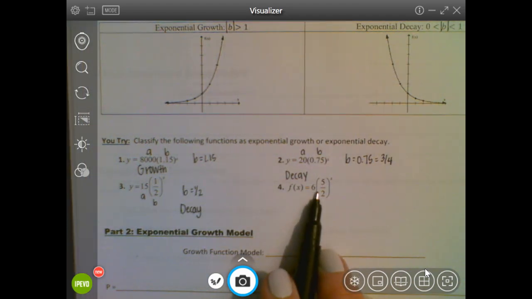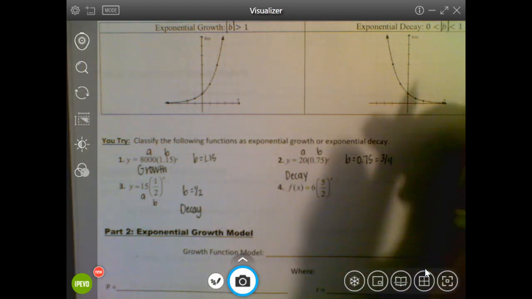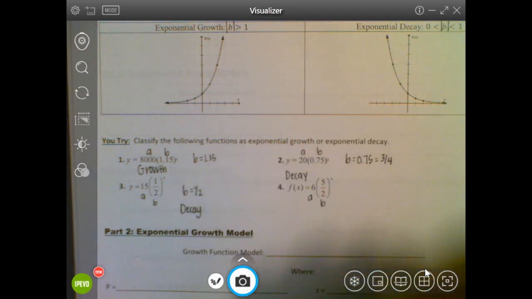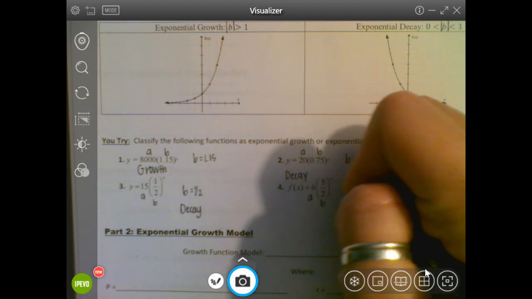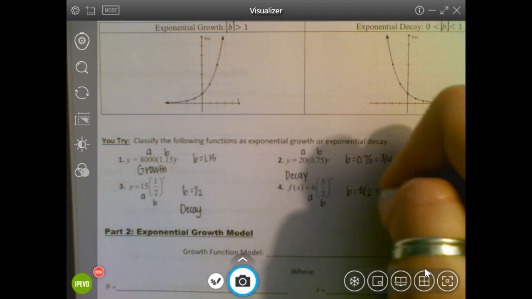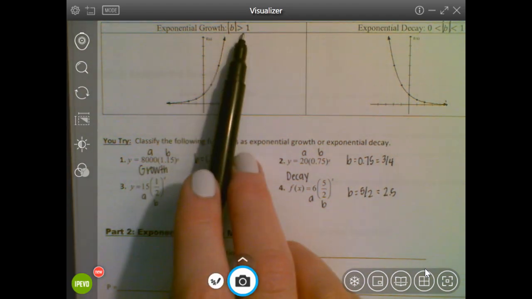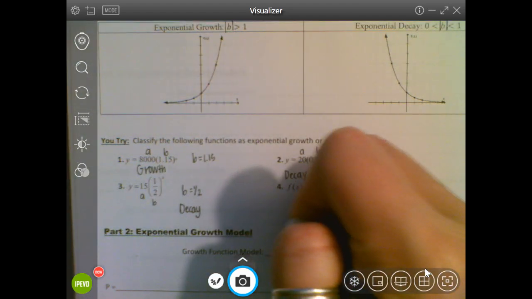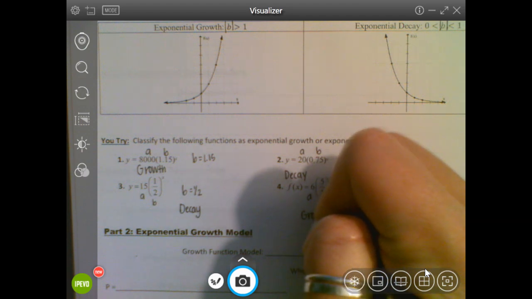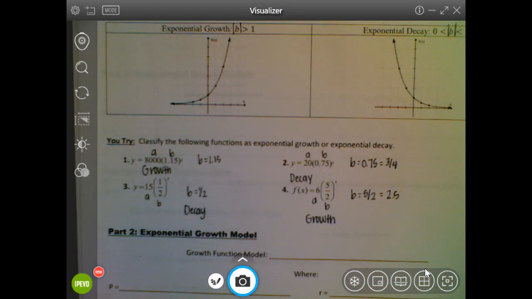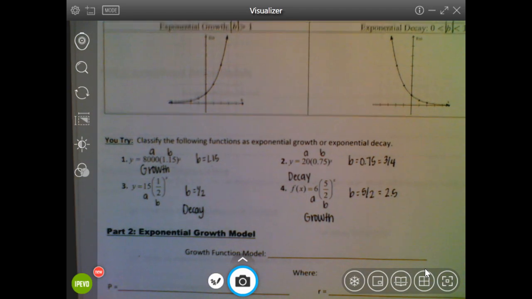With these ones, we just have to be a little bit careful because in this one, f of x is equal to 6 times 5/2 raised to the x. A is 6, b would be 5/2. But if you think about what 5/2 is, that's really 2.5. So the absolute value of 2.5 would be greater than 1. So this is going to be representing an exponential growth function. So just because you see a fraction here, again, just be careful because sometimes it could be a growth function and not a decay function.